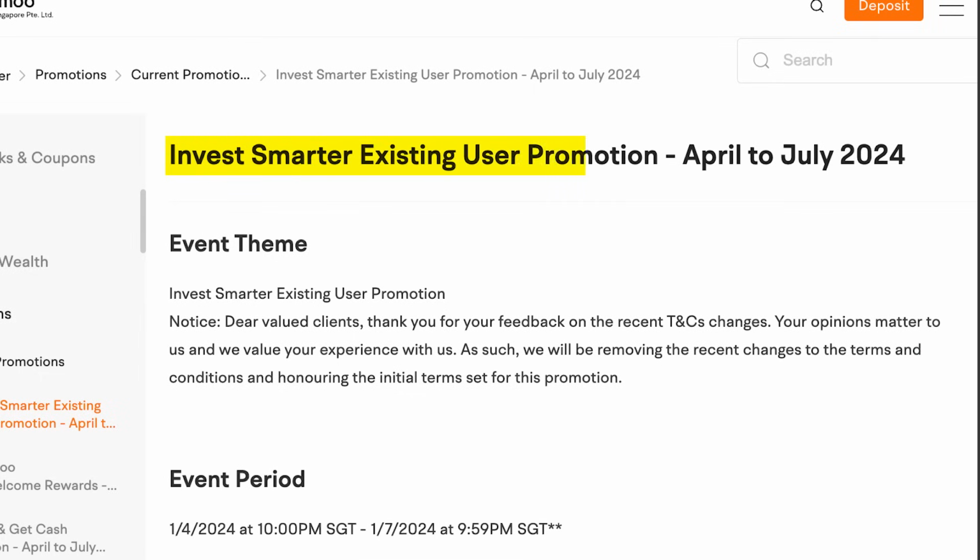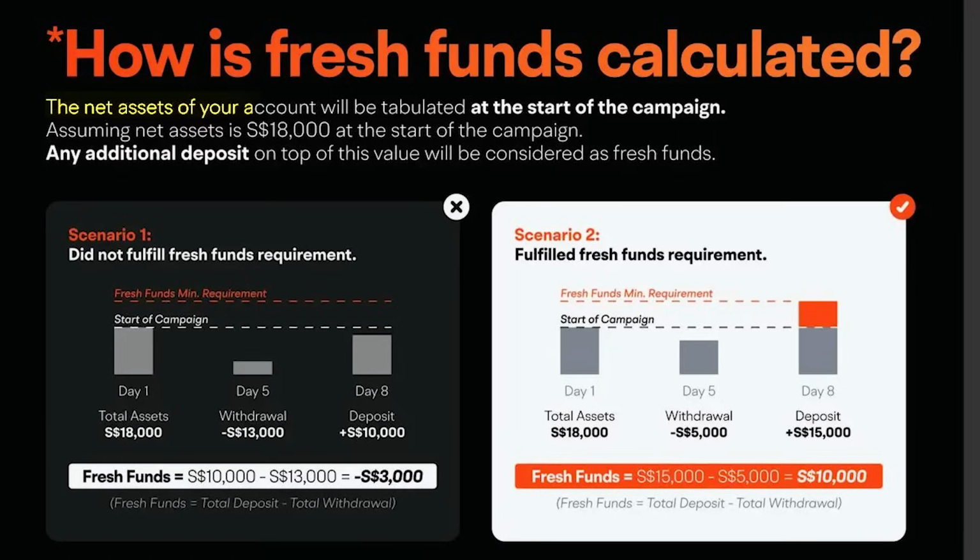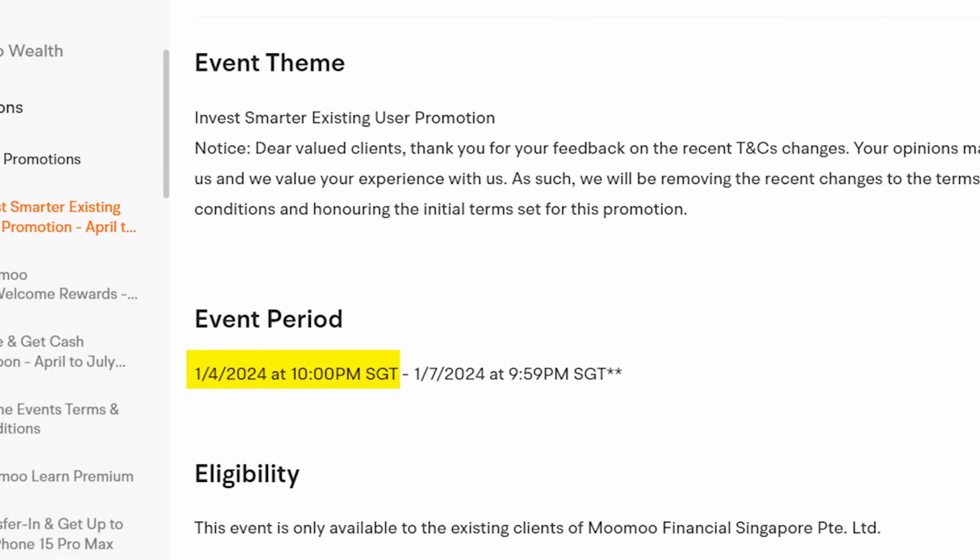Otherwise, if you are already an existing user of Moomoo, you will get to enjoy their Invest Smarter Existing User promotion, which lets you earn 6.8% guaranteed returns for either 20, 40 or 60 days when you deposit fresh funds of at least 10,000 SGD, $50,000 or $150,000. The term fresh funds means additional funds on top of your existing net assets at the start of this campaign, which is on 1st April 2024.